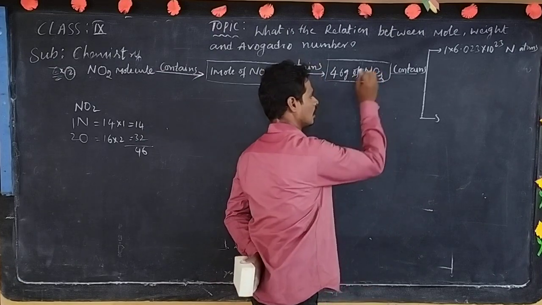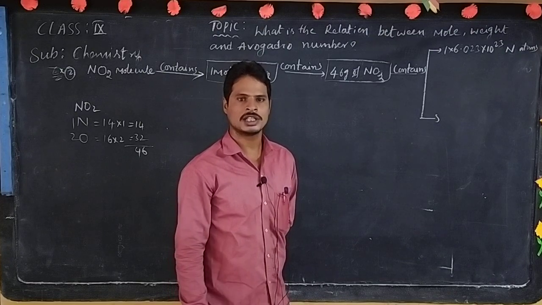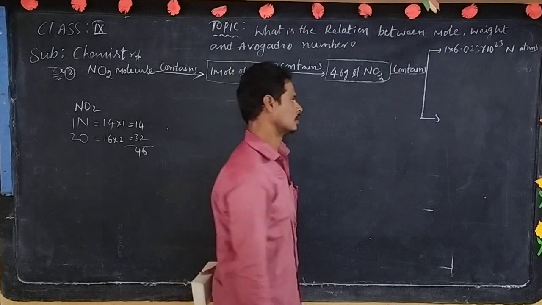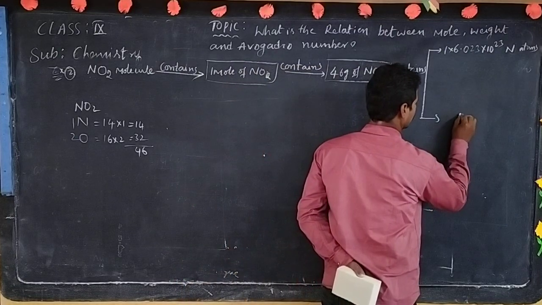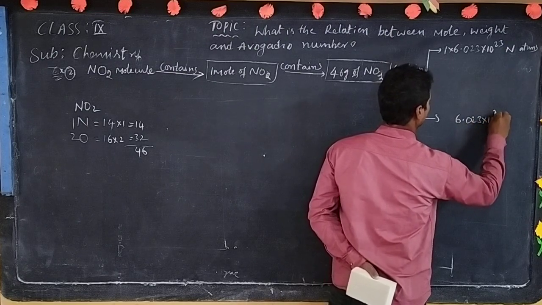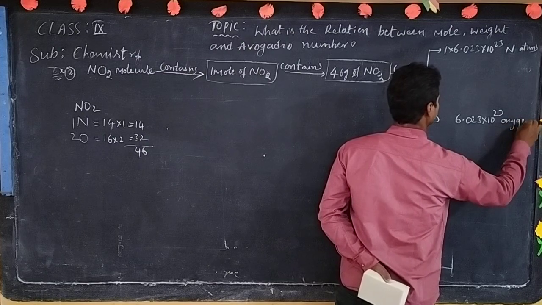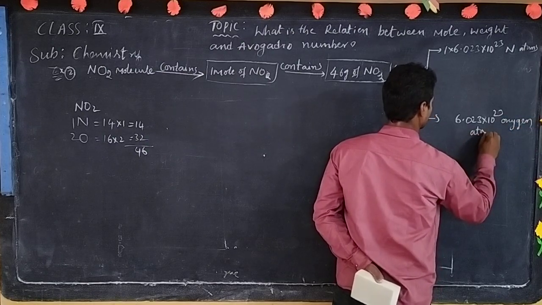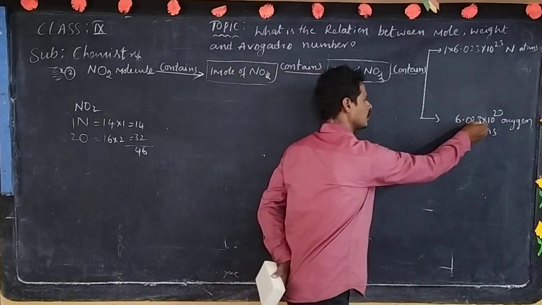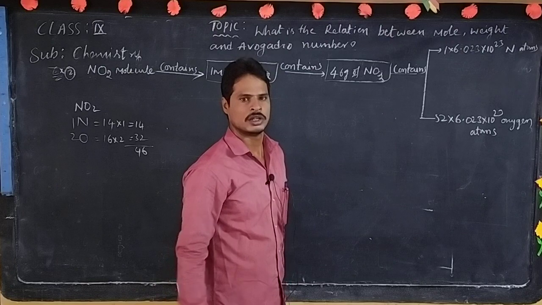Next, oxygen. One oxygen contains how many Avogadro number particles? 6.023 into 10 to the power 23 particles. One oxygen equals this value, 10 to the power 23 oxygen atoms. But here how many oxygen atoms are there? 2. One oxygen equals this one, 2 oxygens equal 2 into 6.023 into 10 to the power 23. Next.